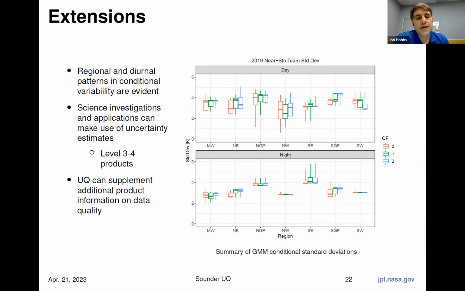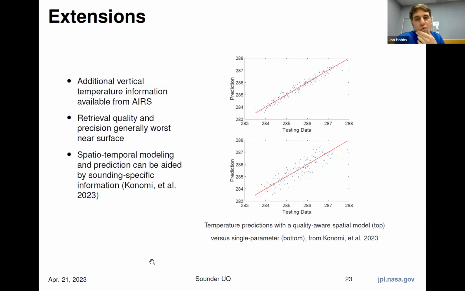So this is additional information that can potentially be exploited and has been in some work that I've been involved in. And going forward, I think it will be useful to understand how the UQ procedure can supplement or aligns with this additional quality information. So the work that's looked at this a little bit is shown on this slide.